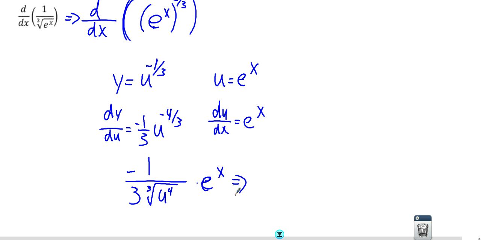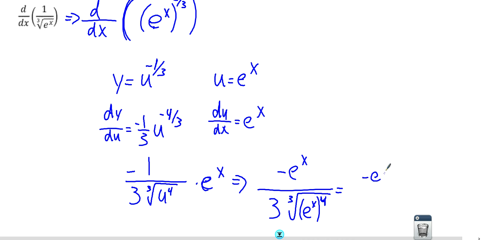And then when you simplify it, the e to the x is going to go to the top. So you're going to get negative e to the x over 3, and this is the cubed root of e to the x to the 4th power, which you could simplify even further to negative e to the x over 3, and this would be the cube root of e to the 4x. Because when you take a power to a power, you multiply them, and so you would get this.